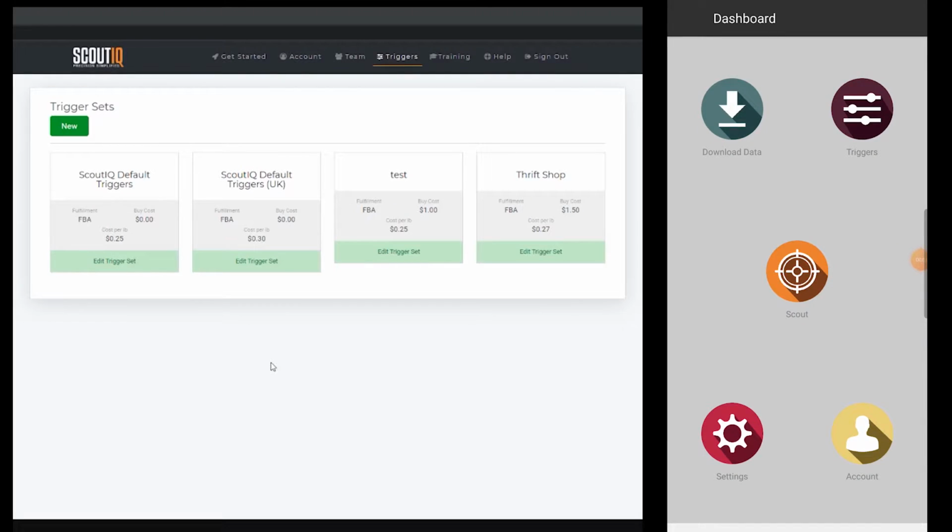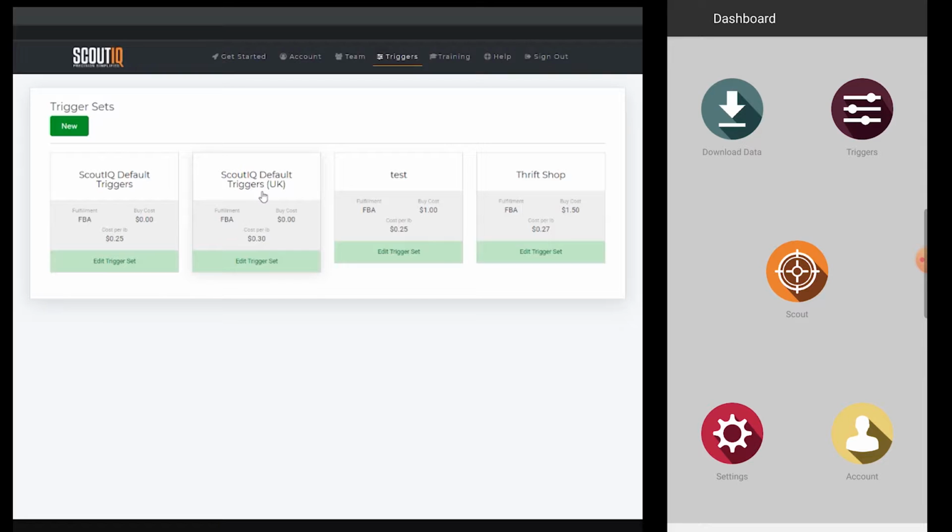All right, so the easiest way to see how triggers work is to look at some real life examples. So here I am on the ScoutIQ portal. Up at the top, you're going to click this triggers button right here, and it's going to open up a page like this. Likely, you'll only see these first two if you've not been in here before. You'll see ScoutIQ Default and ScoutIQ Default UK.